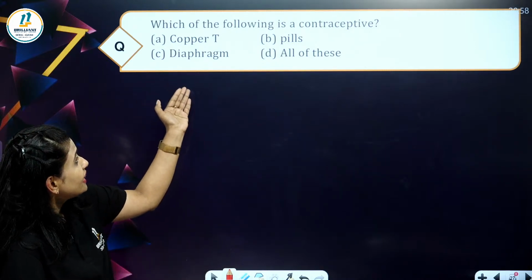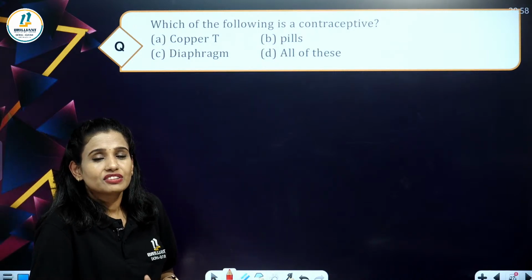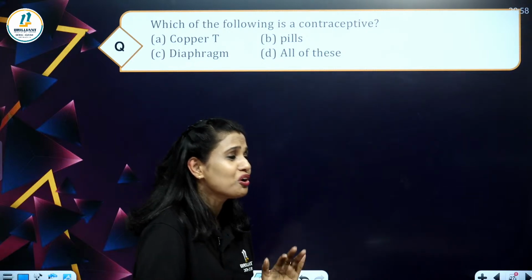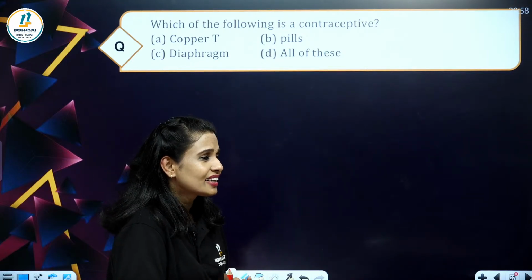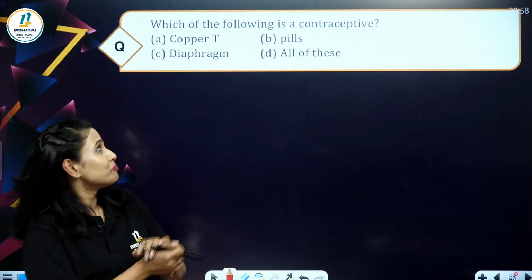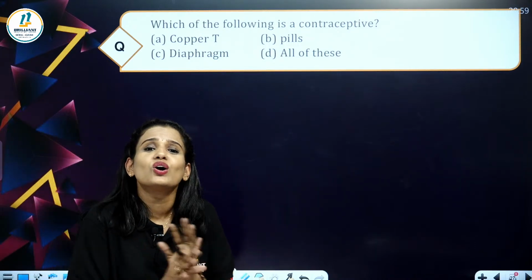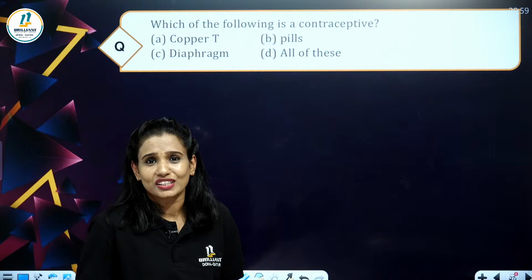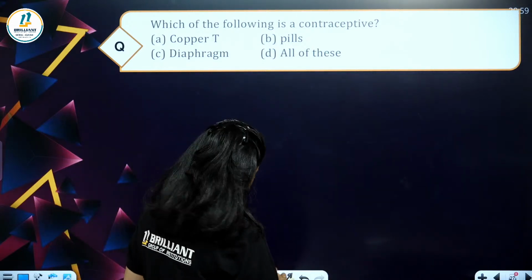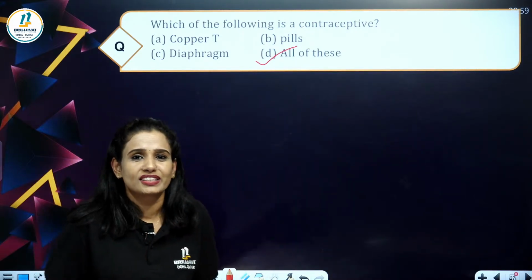See here, copper T, pills, diaphragm, all of these. So which is the correct option? Comment it fast. This is the last question. We are going to wind up the session. It is all of these, because copper T, pills, diaphragm, all these are contraceptives. So the correct option here is all of these.